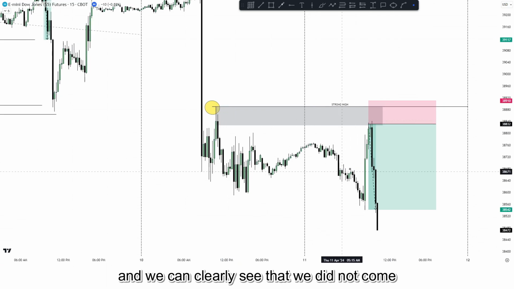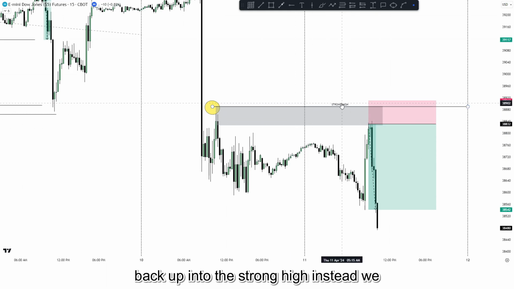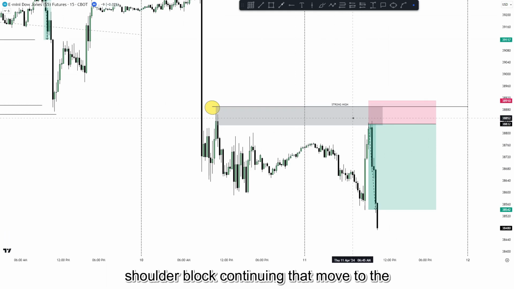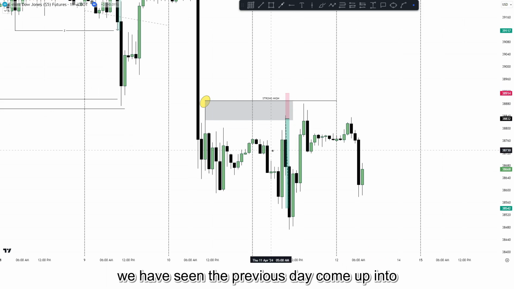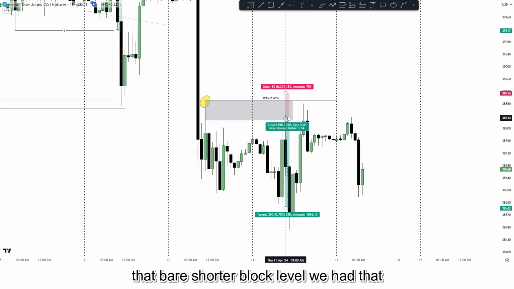And we can clearly see that we did not come back up into the strong high. Instead, we found rejection inside of this bearish order block, continuing that move to the downside. So coming into the next day here, we have seen the previous day come up into that bearish order block level. We had that strong high.